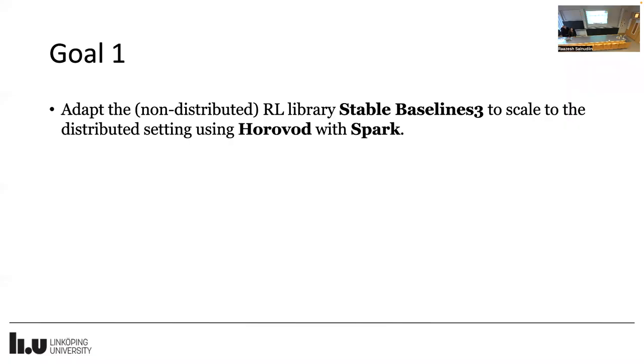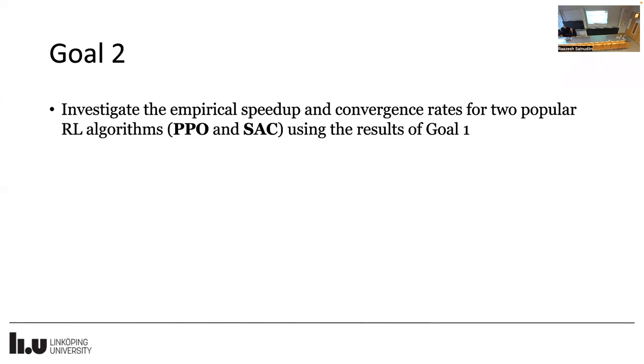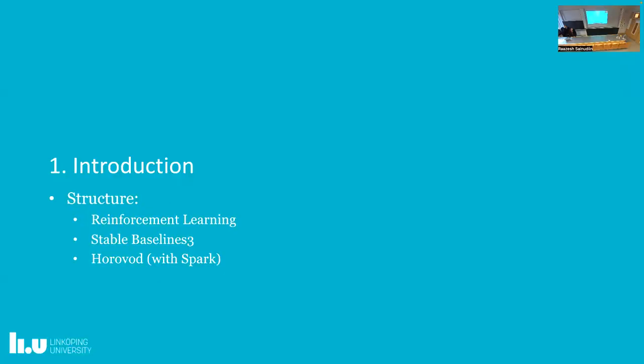So the goal of the project is that we want to adapt the reinforcement learning library Stable Baselines 3 to scale to the distributed setting using Horovod and Spark. Stable Baselines 3 is a collection of many reinforcement learning algorithms, and we implemented two of them and we made them distributed, and then we investigated the empirical speedup and convergence rate of them.